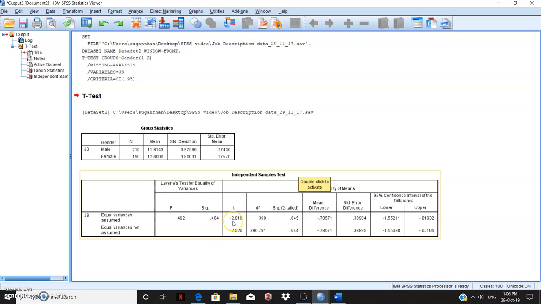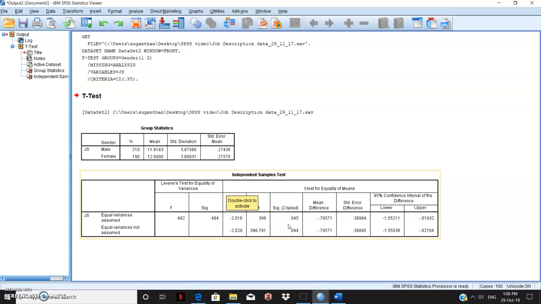So the first thing I am going to see is this t. This is minus 2.016. Then I see whether it is significant or not. Where am I looking? Equal variances assumed. In that I will see 0.045. So is there a significant difference?